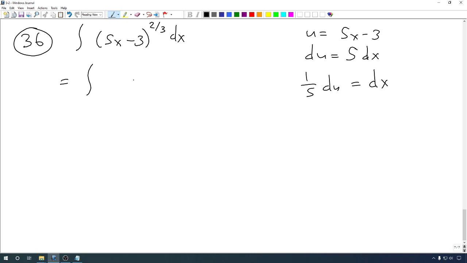So here, this is going to be u to the 2/3 power. The dx is going to become a du, but with an extra 1/5. And I'm just going to stick the 1/5 out in front. It really doesn't do much inside of the integral. It's just kind of there.